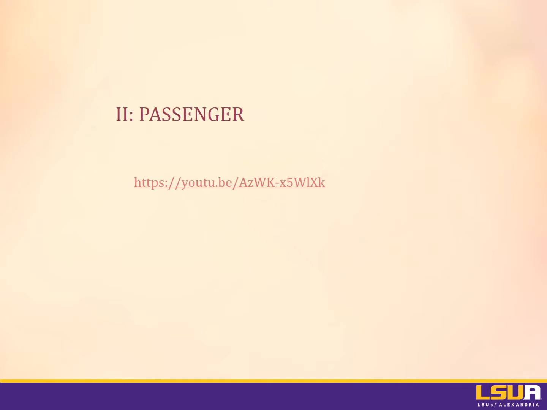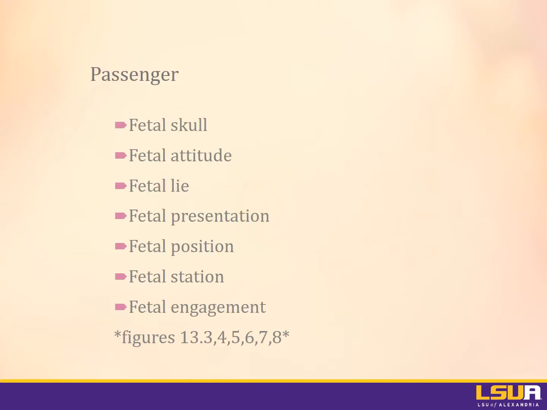The passenger. Who is the passenger? Of course, it's the fetus because it's going to be passing through, and at the end of labor, it will be the placenta. The fetal skull, the fetal attitude, the fetal lie, presentation, position, station, and engagement. All of these things are very important, and they're included starting with figures 13.3, 4, 5, 6, 7, and 8. On page 461 is where it all starts.